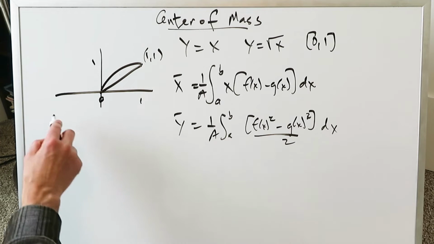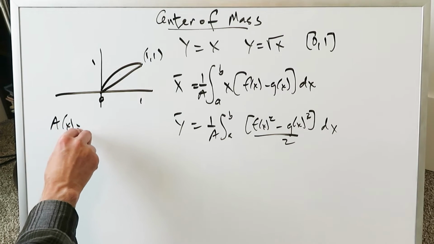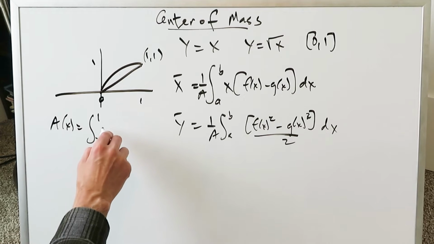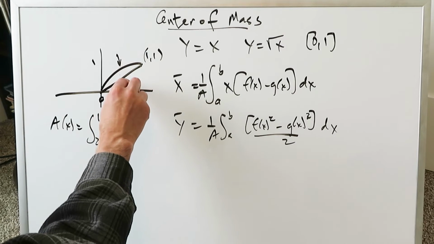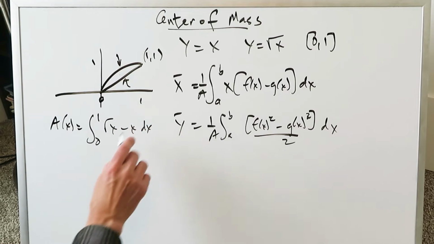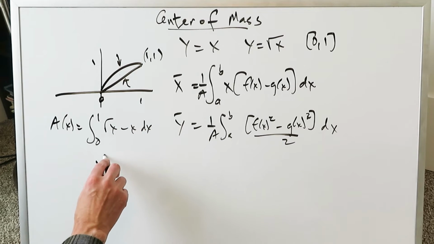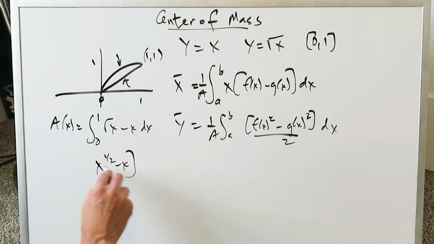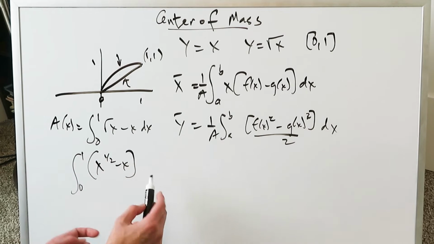We have to determine the area, so let's do it. Area with regards to x is equal to, from 0 to 1, your top boundary curve minus your lower boundary curve, which is root x minus x dx. You can integrate all of this. You'll have x to the 1 over 2 minus x. You have to integrate that from 0 to 1 dx.